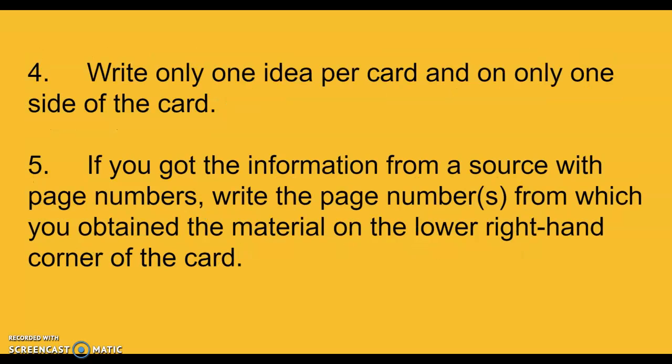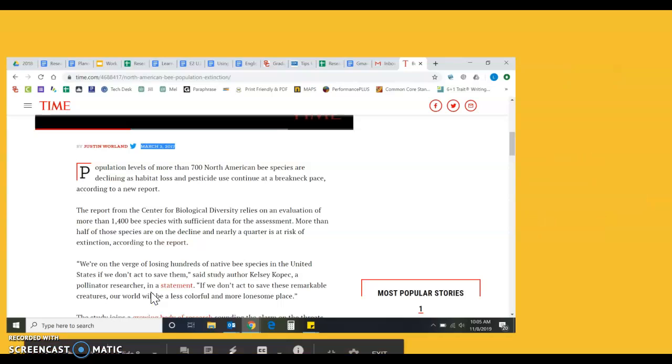As you read articles, you're going to write one idea on each card or each slide or each note, and you will only write on one side of the card. If you get the information from a source with page numbers, then you'll also write the page number that the information came from. So let's take a look at an example.